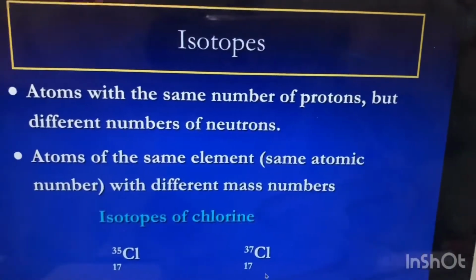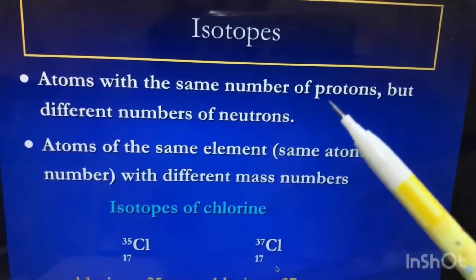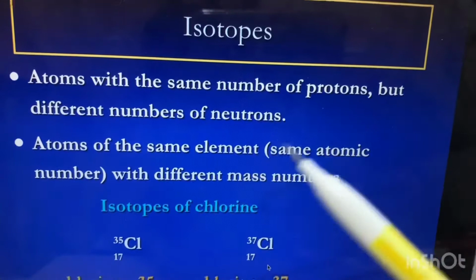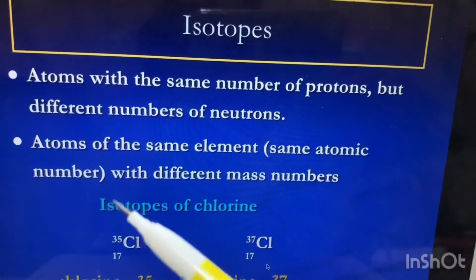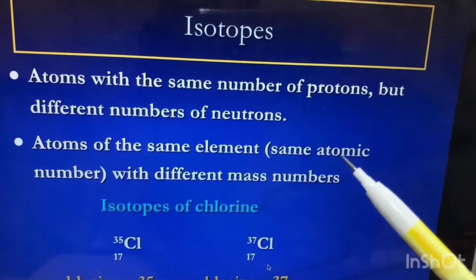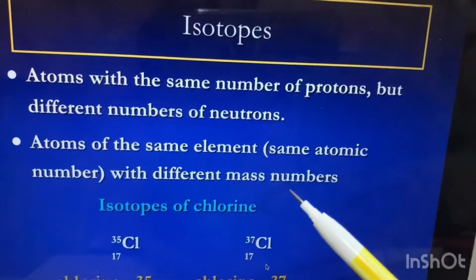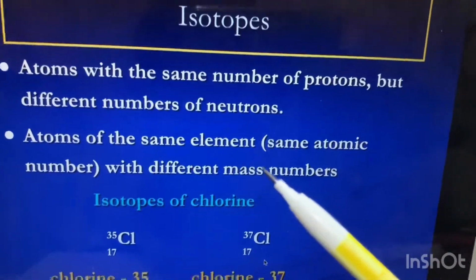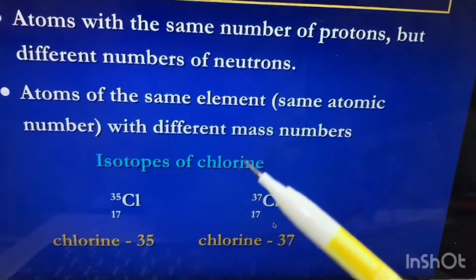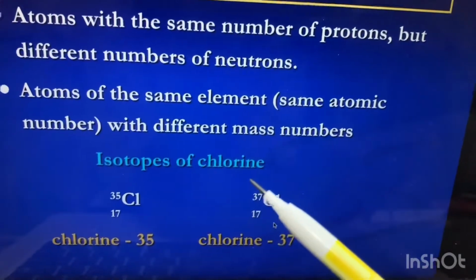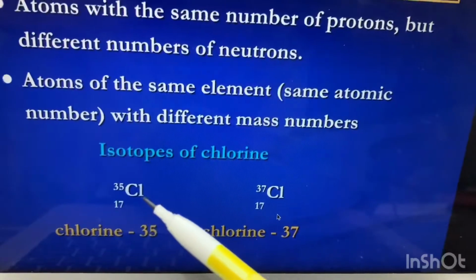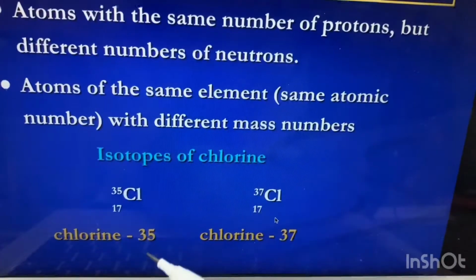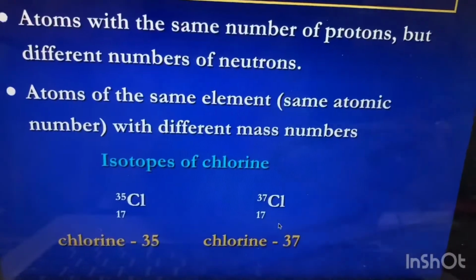So if we move to the isotopes, atoms with the same number of protons but different number of neutrons. Atoms of the same element means same atomic number with different mass number. The atomic number, the number of protons, will be the same. And what is the mass number? The sum of the number of protons and neutrons is called the mass number. If we see an example of an isotope, for example chlorine, then chlorine will have a 35. You can see Cl-35 (atomic number 17) and Cl-37 (atomic number 17). So chlorine with a 35 and chlorine with a 37.